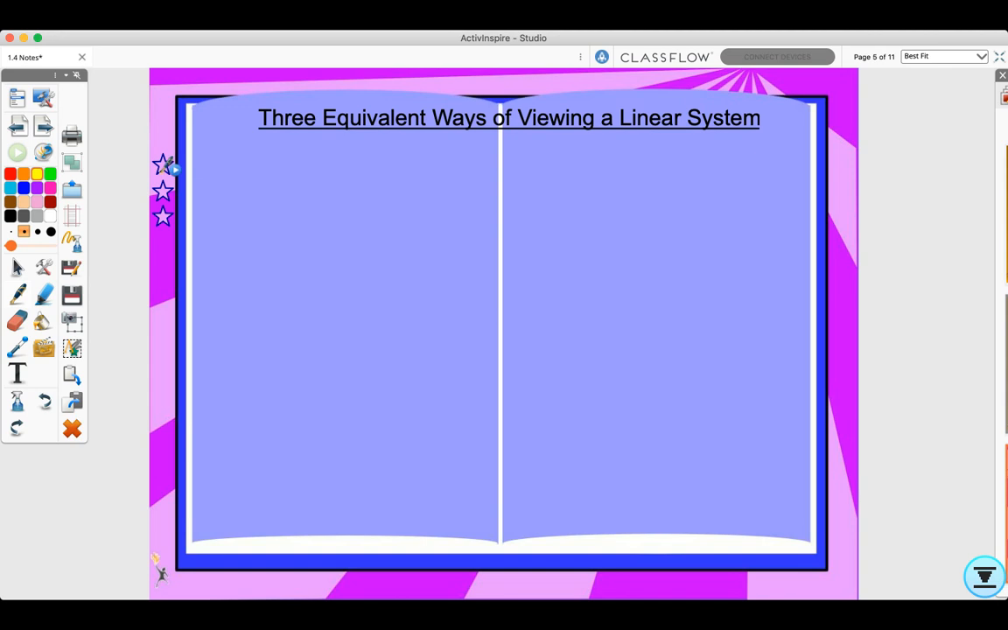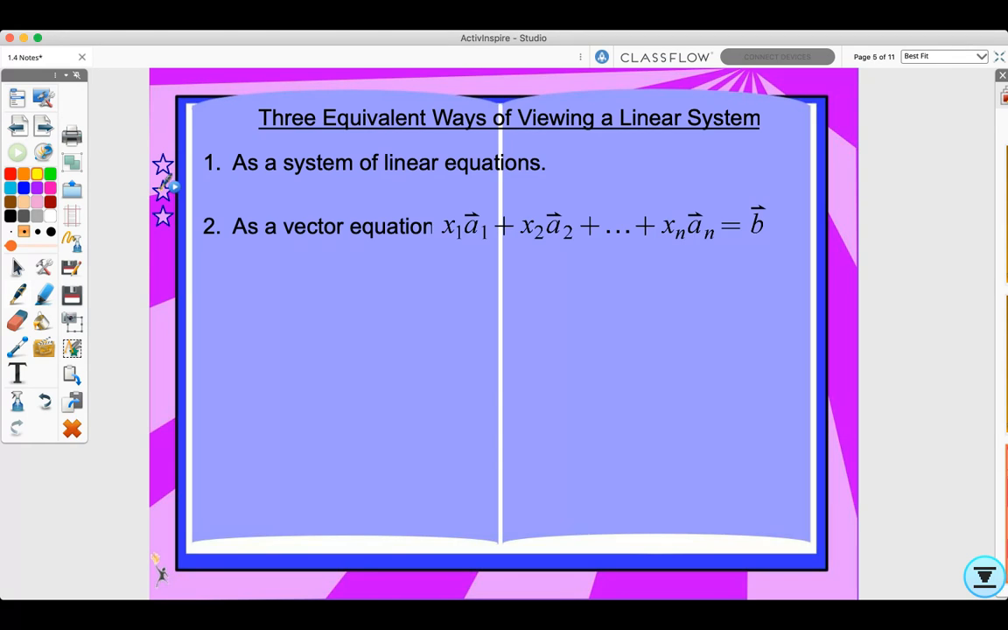Three equivalent ways of viewing a linear system. 1, a system of linear equations. 2, a vector equation. And 3, a matrix equation. So those are the three ways that we did in the previous example.